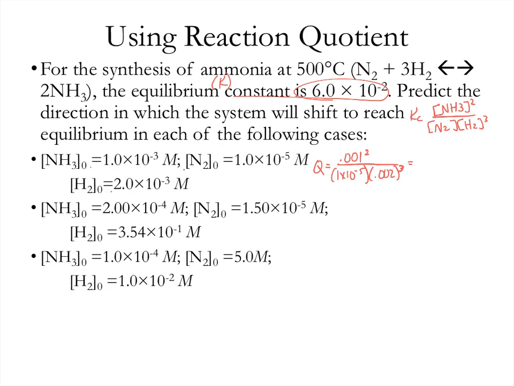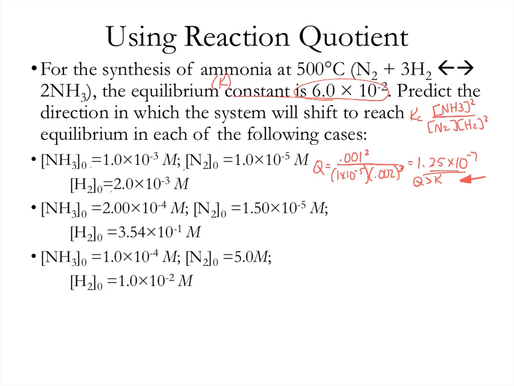When you calculate this, you get 1.25 times 10 to the 7th power, a very large number. So we compare that to K. In this case, our calculated Q value is greater than K. So that means our numerator is too large. There's too many products. So what's going to happen here is the reverse reaction is going to happen at a faster rate than our forward reaction in order to establish equilibrium.